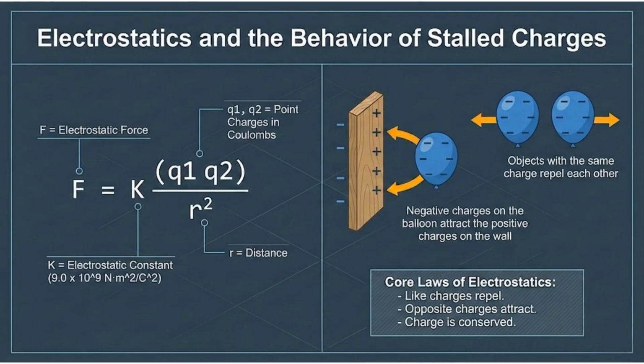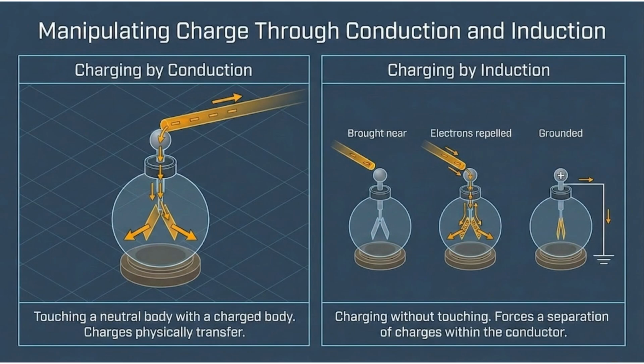Electrostatics deals with the behavior of stalled charges, governed by Coulomb's law. This law defines the electrostatic force F, which is proportional to the product of two charges and inversely proportional to the square of the distance between them. Like charges repel, and opposite charges attract. Charges can be manipulated through conduction and induction. Charging by conduction involves physical contact and charge transfer. Charging by induction separates charges within a conductor without touching, often utilizing a ground connection.